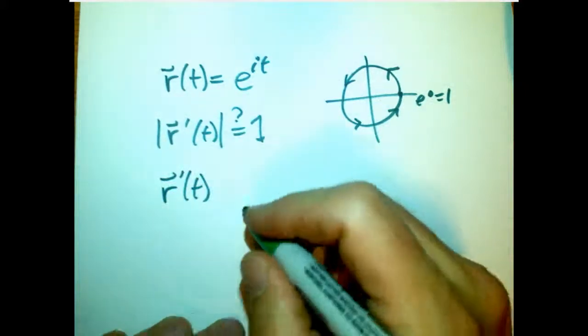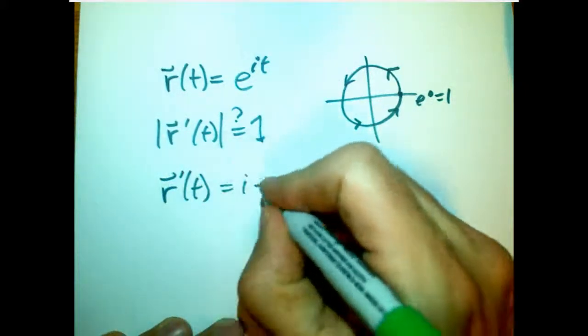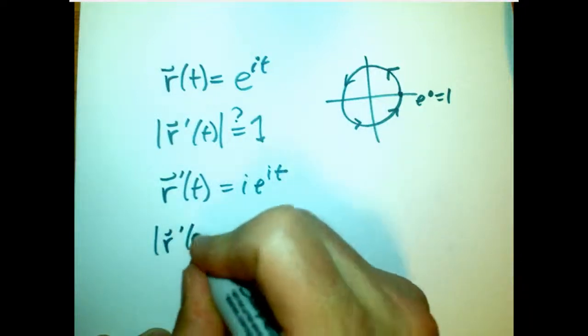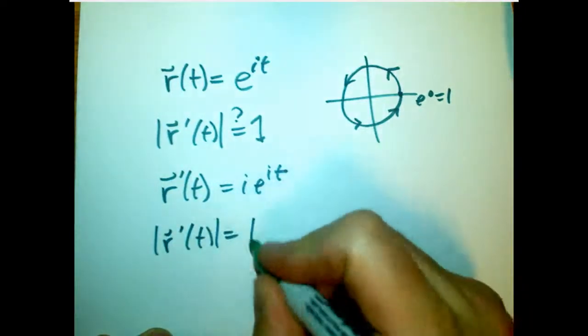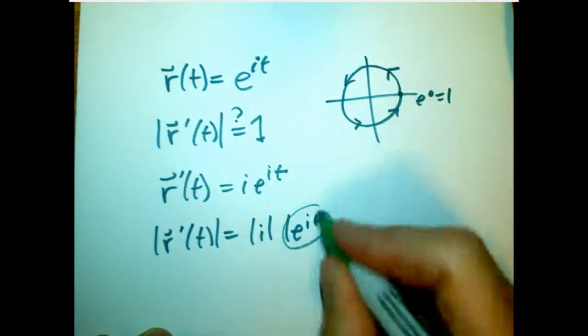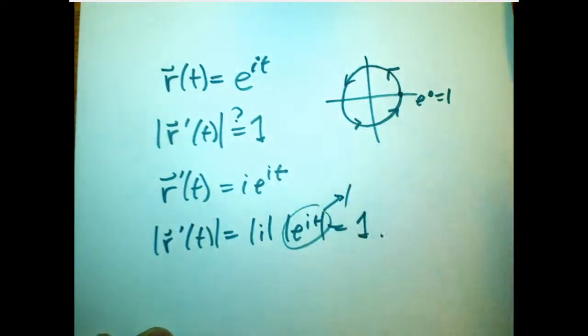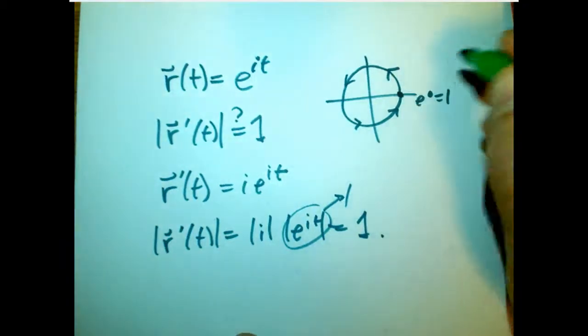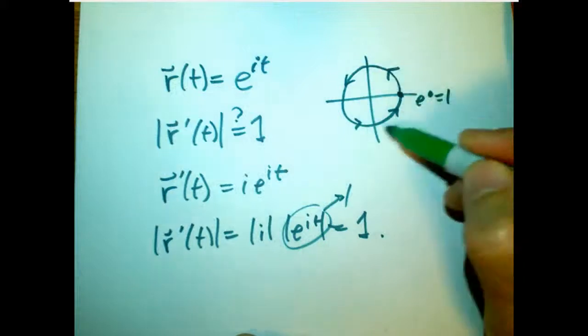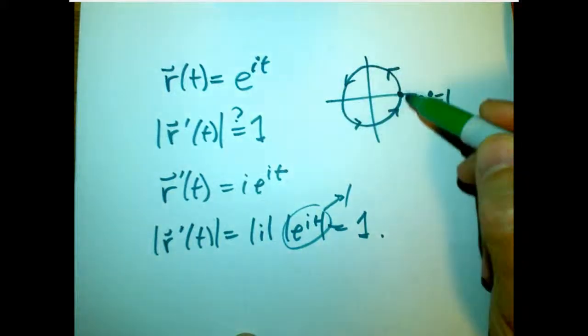Of course, the magnitude of this r prime is the magnitude of i times the magnitude of e to the it. We just showed that that was 1, so the whole thing is magnitude 1. So this starts here and is a unit speed parameterization of the circle. That's the most beautiful thing ever.